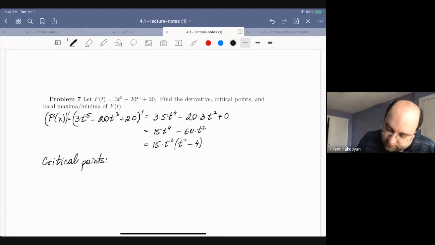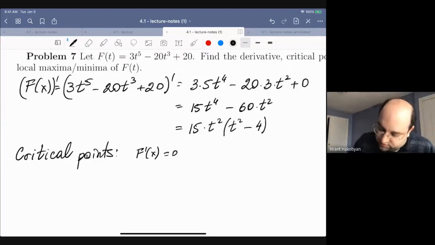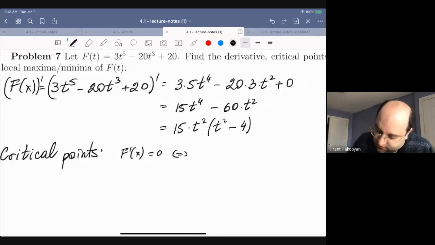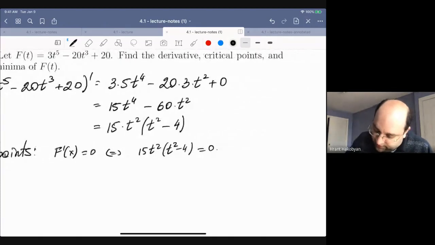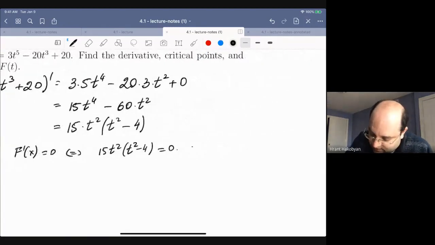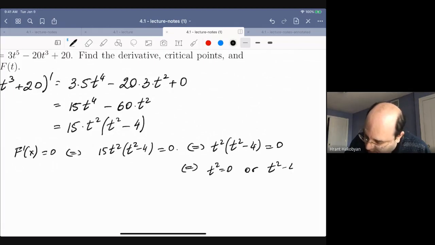So the critical point means that I take the derivative and set it equal to 0. So that's the same thing as saying 15t squared times t squared minus 4 is equal to 0. Well, 15 is not important, so I'm just going to write that is the same thing as saying t squared times t squared minus 4 is equal to 0. But that's the same thing as saying that either t squared is equal to 0 or t squared minus 4 is equal to 0.